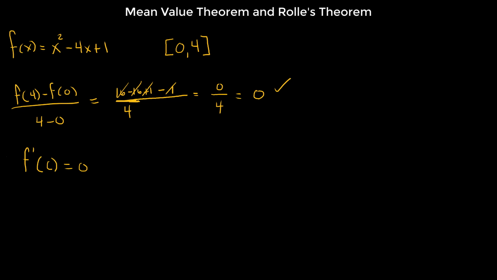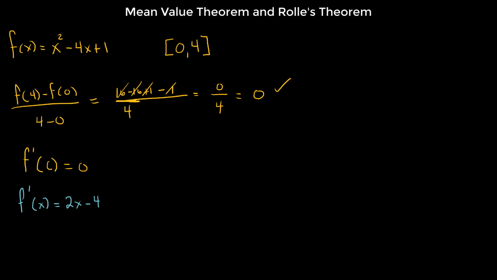So what do we do? Well, first off, we take the derivative of this function. So the derivative of f of x will be f prime of x equals the derivative of x squared, that's 2x, minus 4x, so that'll turn into minus 4, plus 1, derivative of any constant is 0. So our derivative is f prime of x equals 2x minus 4.